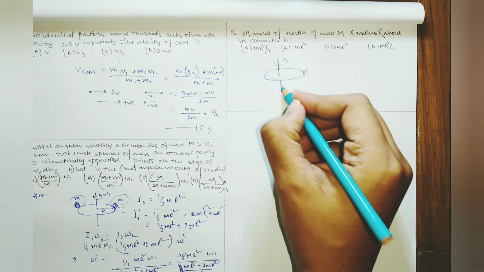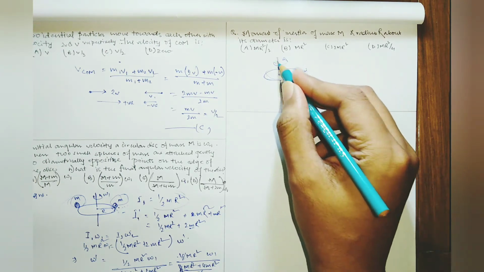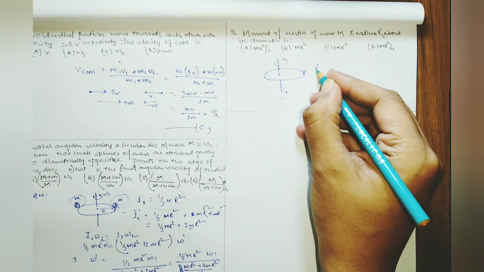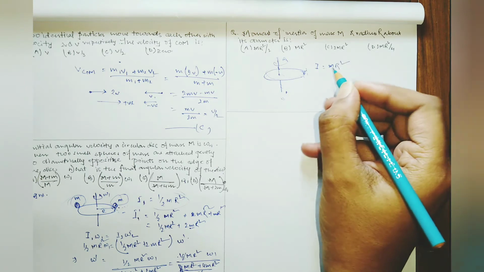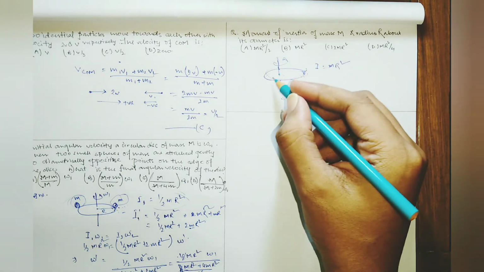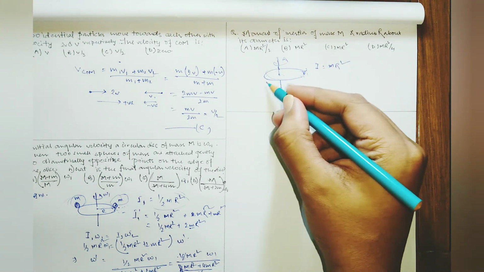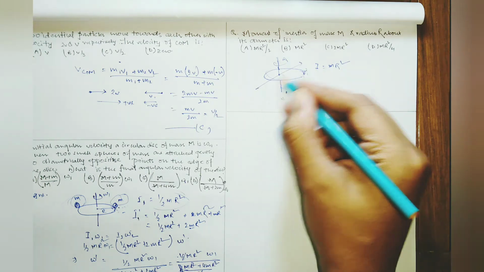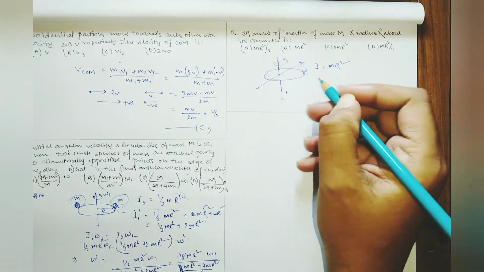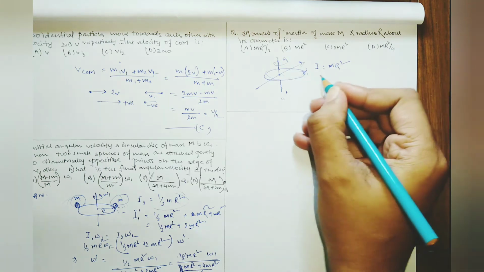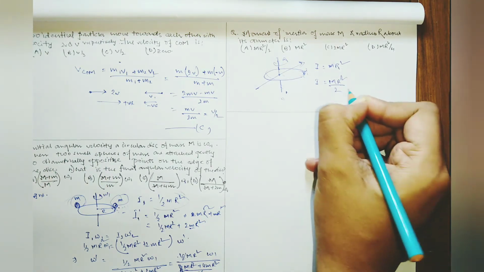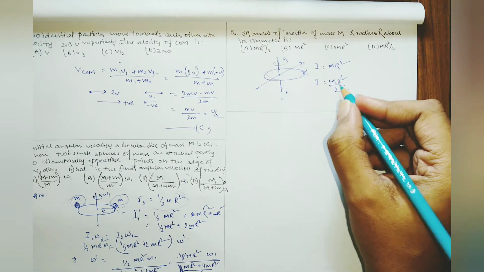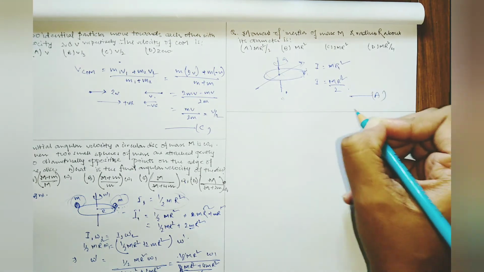When the axis of rotation is perpendicular, the moment of inertia is m r square for a ring. Now for finding the moment of inertia along the diameter, we know that we have to halve it. So I will be simply m r square by 2, nothing else, which is given in option A. Thank you very much.